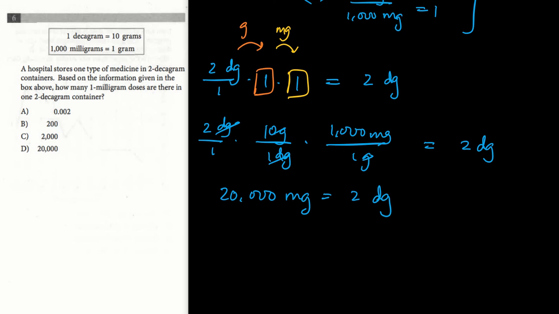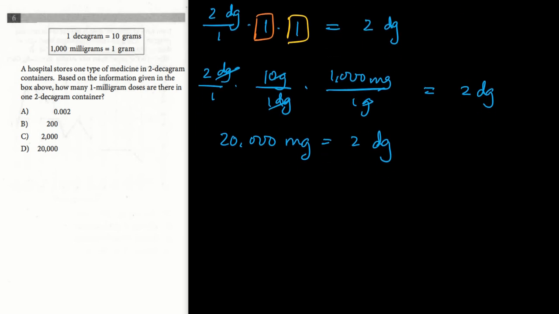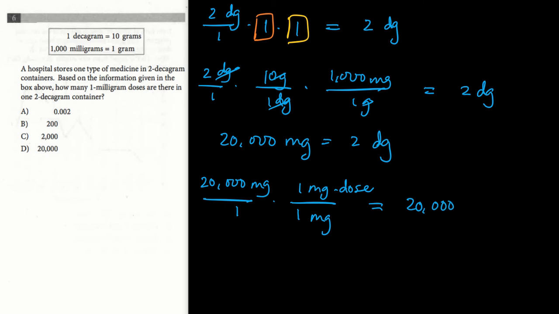So if we want to be very pedantic here, we can say, well, 20,000 milligrams, right? And that's how much medicine we have, and we pack it into 1 milligram doses. So in 1 milligram dose, there's 1 milligram of medicine, right? So that means that we have 20,000 milligram doses, right? Because these milligrams cancel.